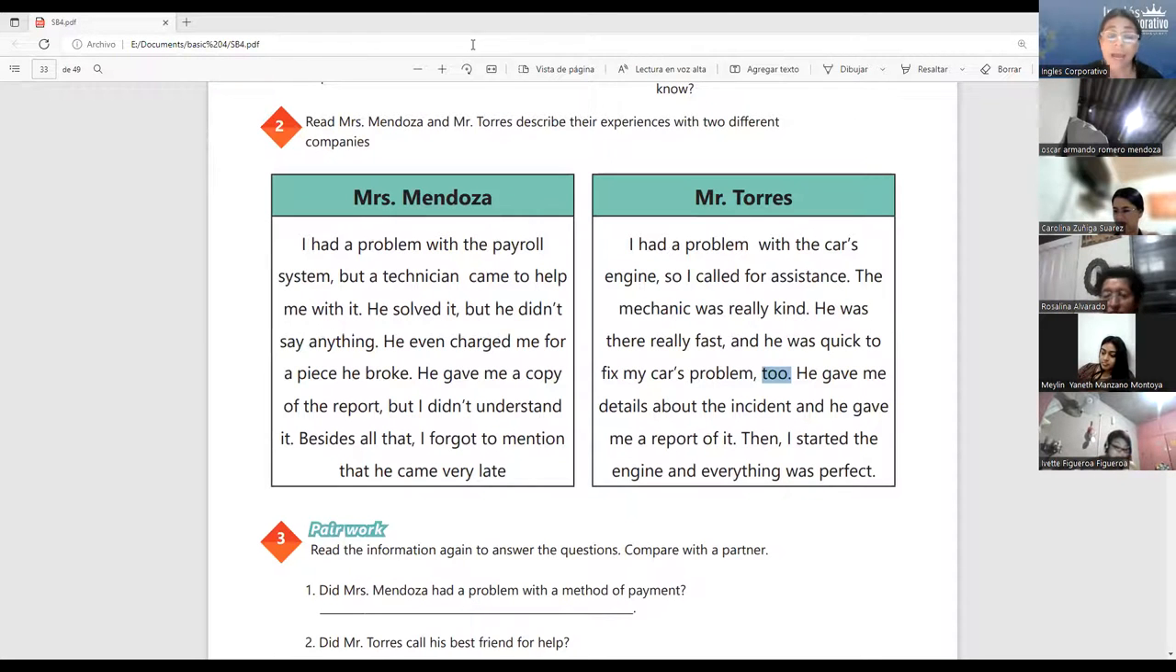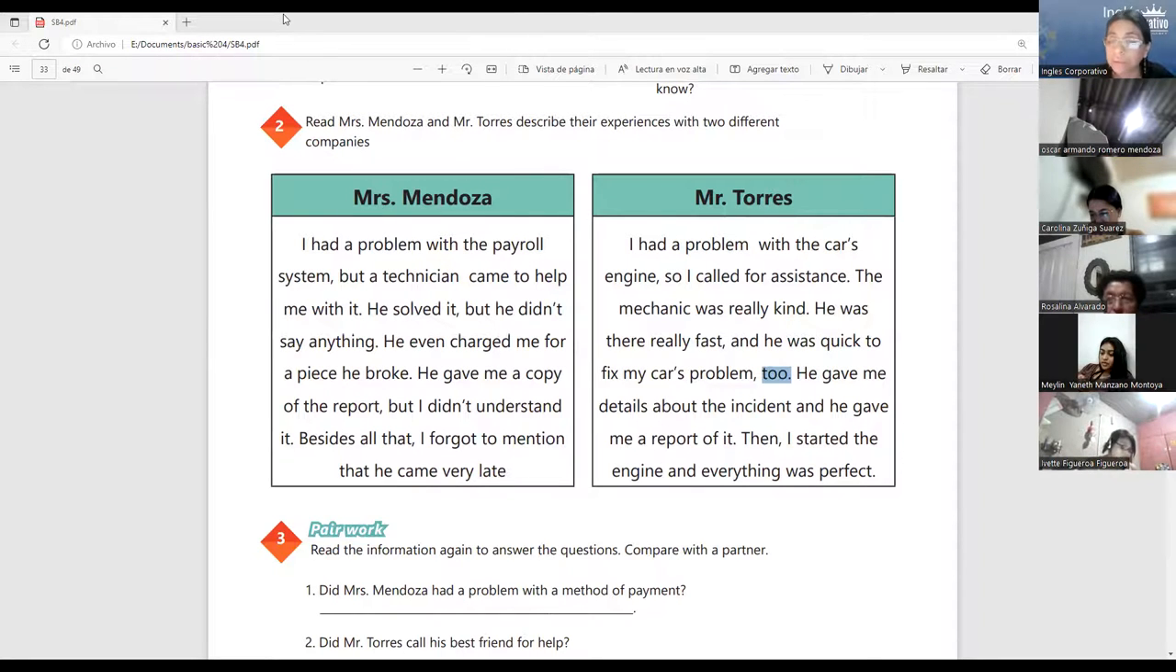Entonces dice, I had a problem with the payroll system, but a technician came to help me with it. He solved it, but he didn't say anything. He even charged me for a piece he broke. He gave me a copy of the report, but I didn't understand it. Besides all that, I forgot to mention that he came very late. I had a problem with the car's engine. Engine is motor. So I called for assistance. The mechanic was really kind. He was there really fast, and he was quick to fix my car's problem too. He gave me details about the incident and he gave me a report of it. Then I started the engine and everything was perfect.